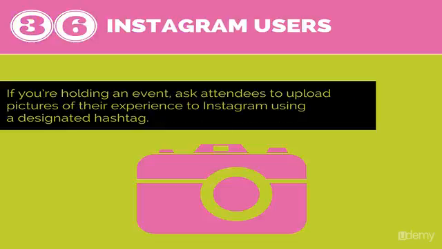Encourage Instagram users to share pictures of events with a designated hashtag. If you're holding an event, ask attendees to upload pictures of their experience to Instagram using a designated hashtag. This is a great way to reach a large audience of people over a short period of time. And because the pictures are personal snaps and not official images by a photographer, they're much more credible when it comes to influencing the audience.